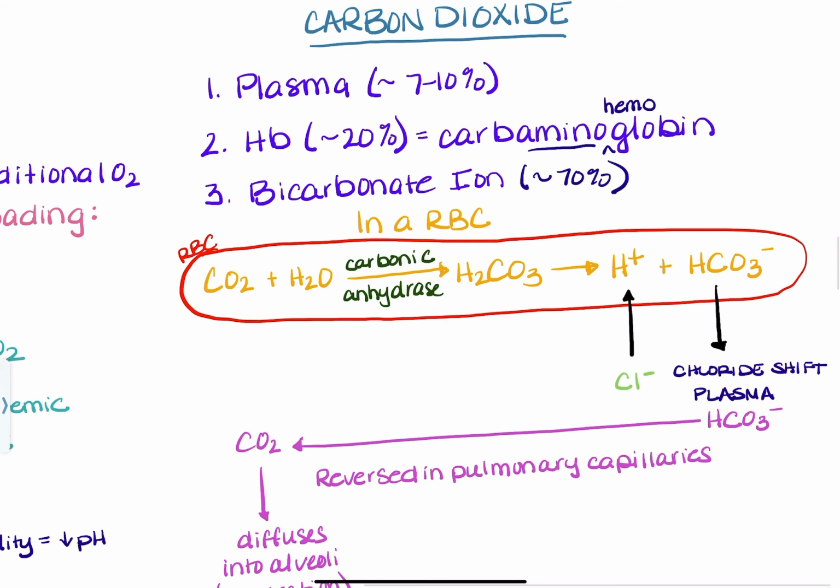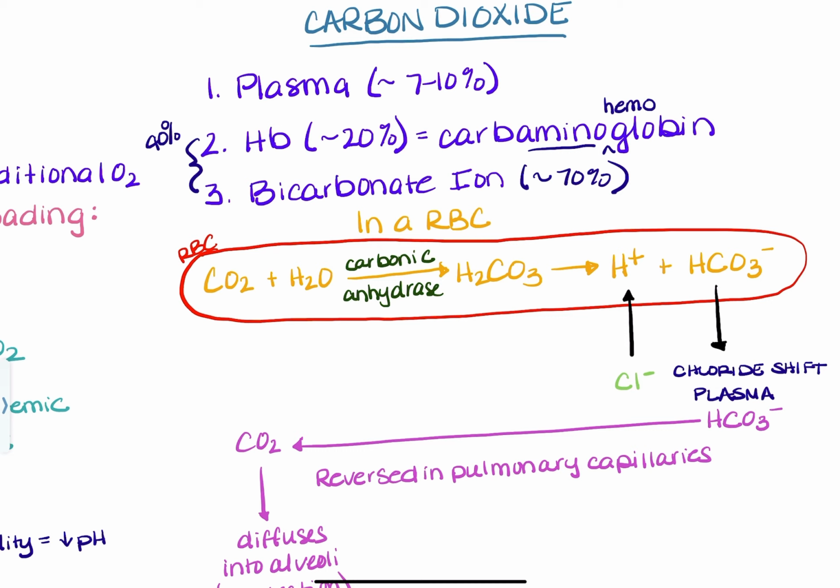So again, let's review this. About 10% of carbon dioxide can be found dissolved in our plasma because it has a slightly higher solubility than oxygen itself. 90%, so if we add up these two, 90% of our carbon dioxide is going to enter our red blood cells. Of that 90%, 20 is going to bind to an amino acid on hemoglobin and become carbaminohemoglobin. The other 70% is going to react with water and an enzyme called carbonic anhydrase to form carbonic acid and dissociate into a hydrogen ion and a bicarbonate ion.